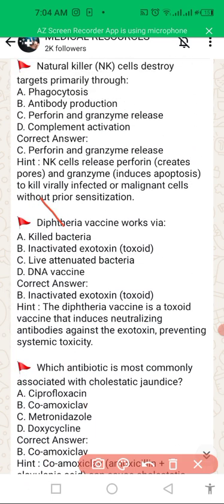Next one is the diphtheria vaccine, which works via inactivated exotoxin toxoids. Diphtheria vaccine works in this way.